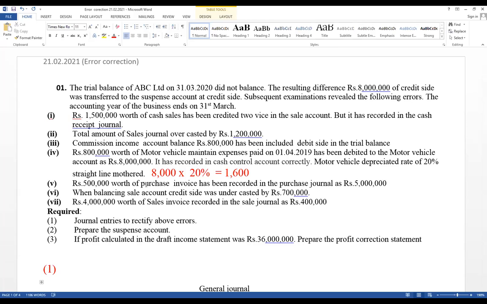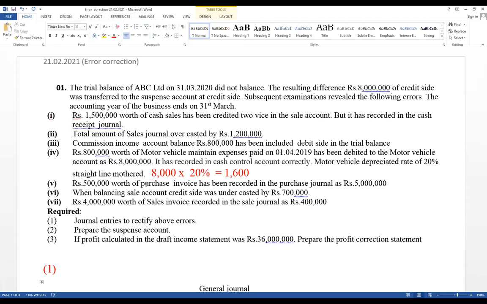Both ledger accounts not correct. Purchase account debit, creditors control account credit 5,000, but correct value 500. Both ledger accounts overcasted. Therefore, now it is the opposite side, difference value. Purchase account credit, creditor control account debit. Not effect for suspense. Difference value equal 4,500.